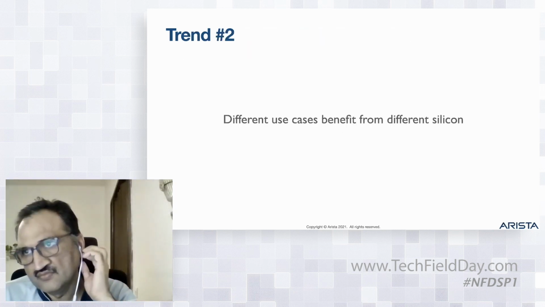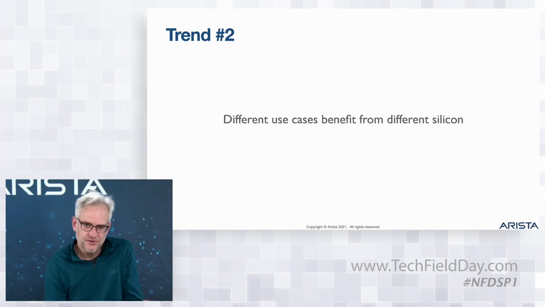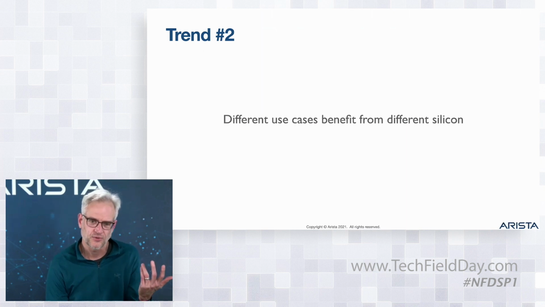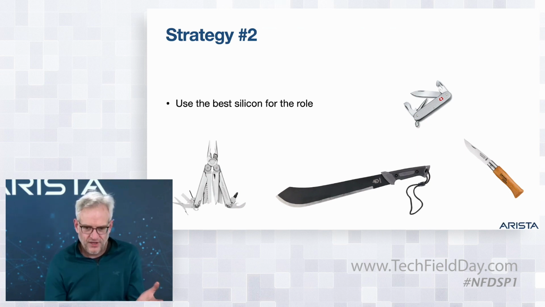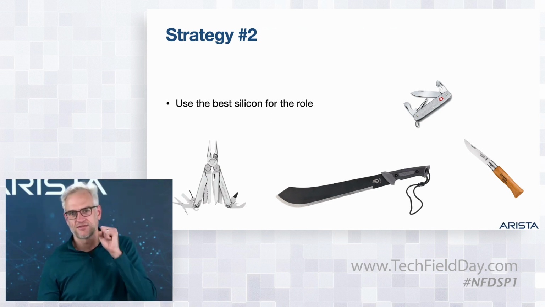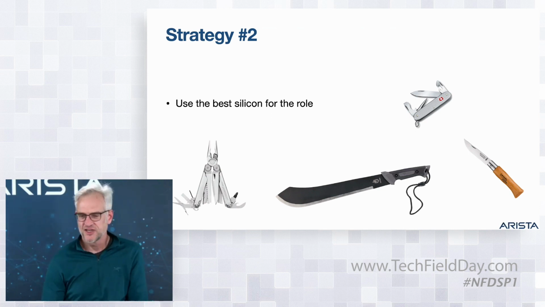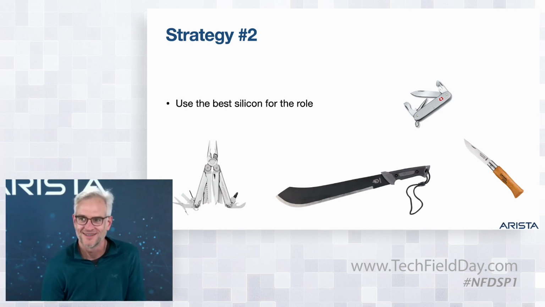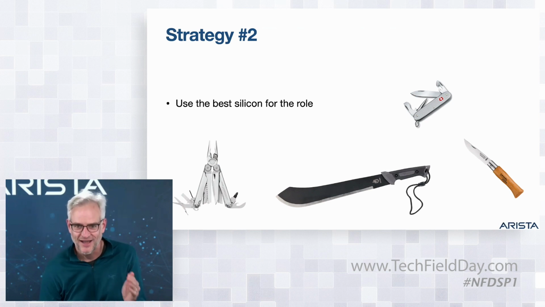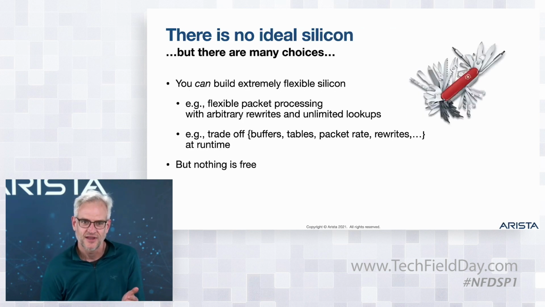So I think that, mapping this onto merchant silicon, different use cases benefit from different silicon. That's not surprising, but it's true. As a service provider, what I see the forward-thinking customers in this space doing is they really want to use the best silicon for the role. You bring your Leatherman when you don't care about the weight and it's more expensive, and you bring your Opinel when you're going backpacking, and you bring the machete when you just need to hack through bandwidth, and I need a lot of traffic sent fast, right? Different silicon has different advantages.